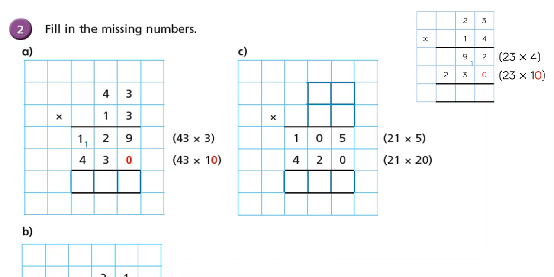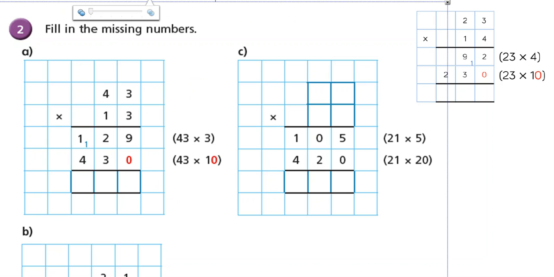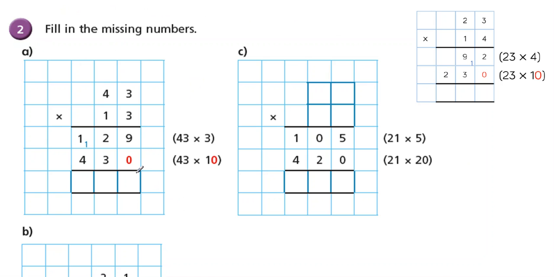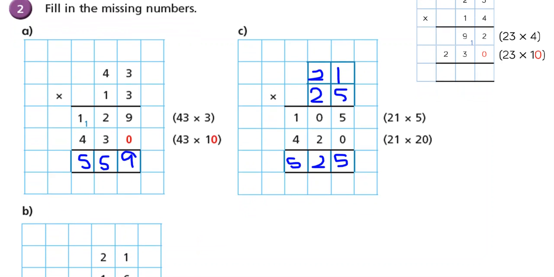Okay, so for this one here, it was a recombine, wasn't it? No, it was a recombine. So that's 9, and that's 5, and that's 5. And for this one here, we had to use these numbers to help us. We know that the original number was 21, and it was being multiplied by 25. And so our answer was 525.